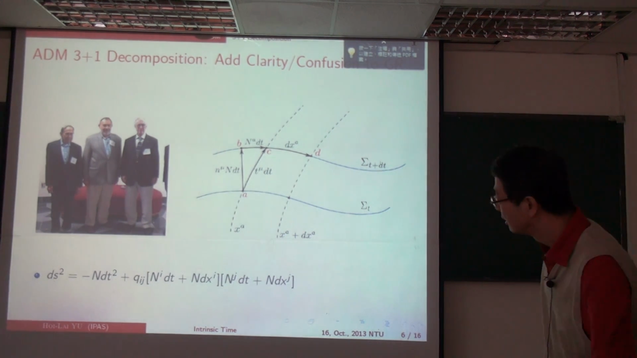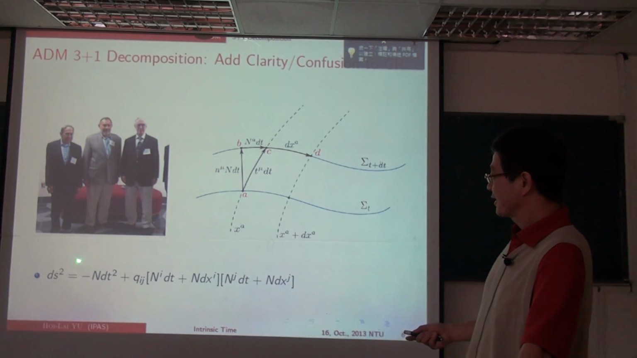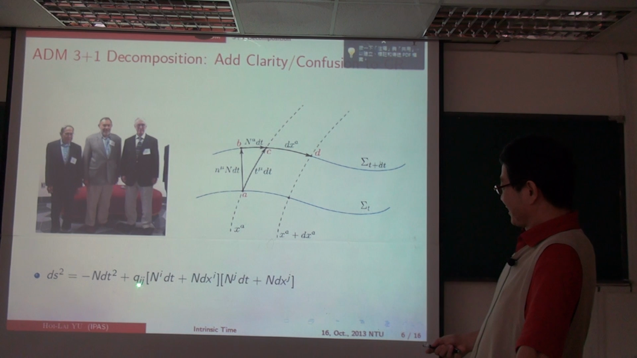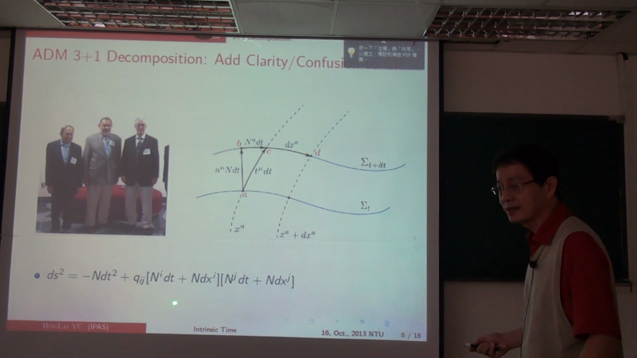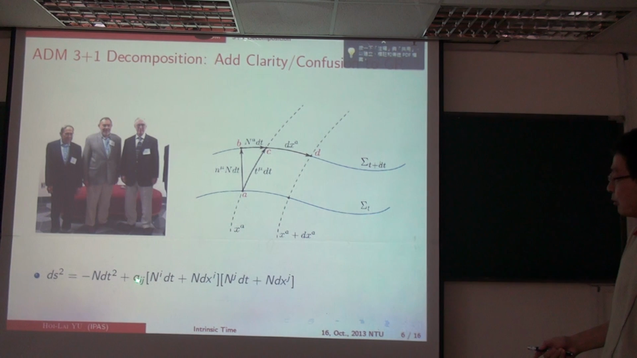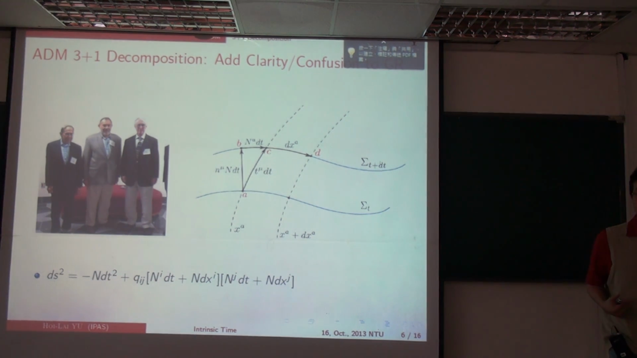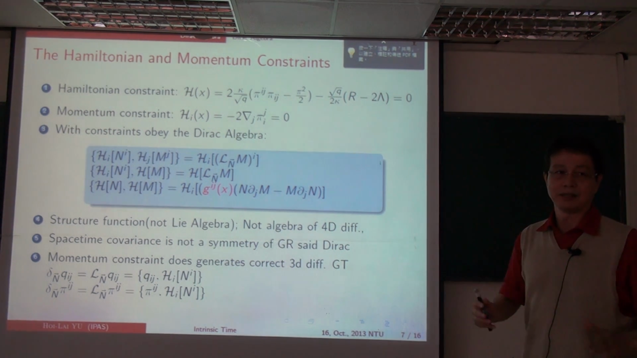I'm just wondering if I can interpret this metric like the usual one we encounter, something dt squared plus dx ijk. Oh. If N equals 1, Ni equals 0, and Qij equals 1, then this will just equal minus dt squared plus dx squared plus dy squared plus dz squared. You just go back to the Minkowski space. It's okay? Okay, you're welcome to interrupt, because I think you guys must be particle theorists.